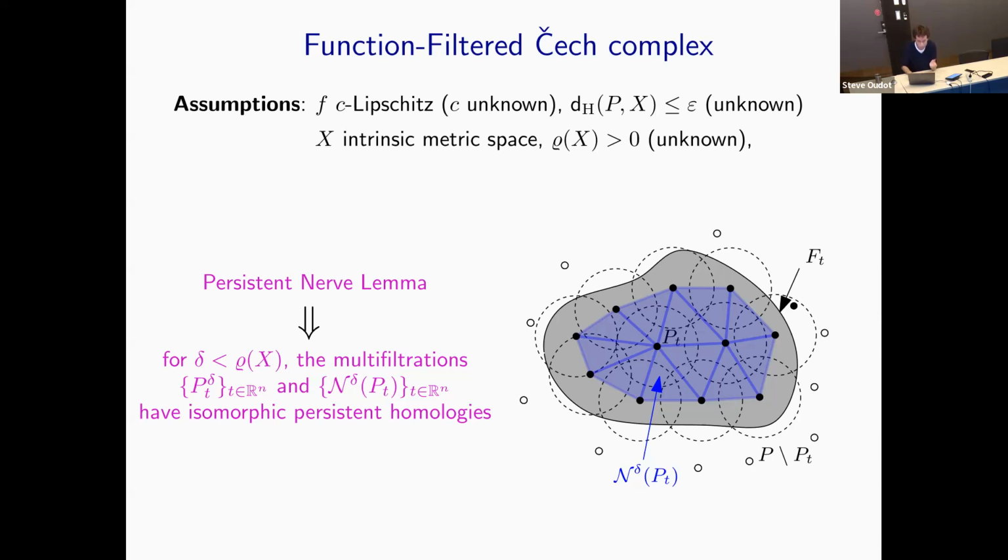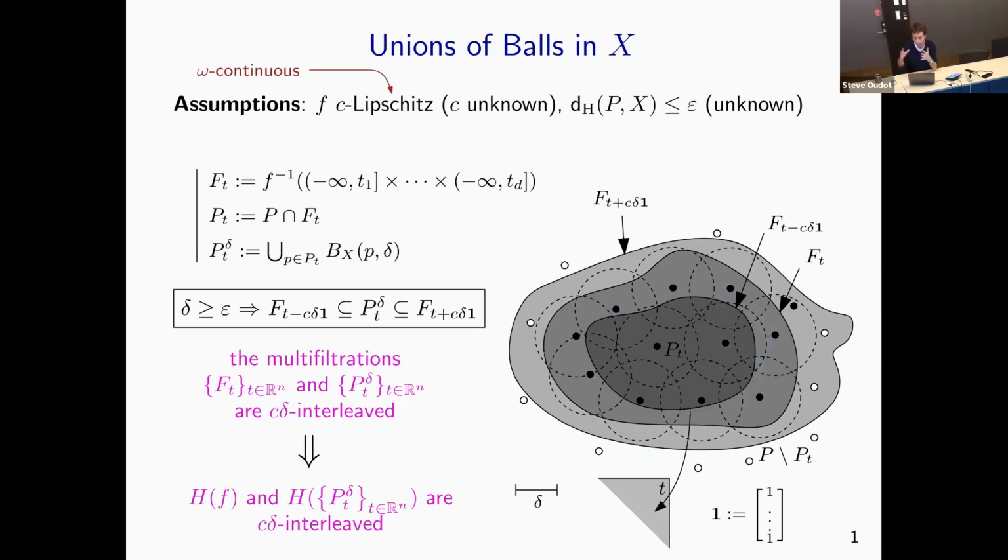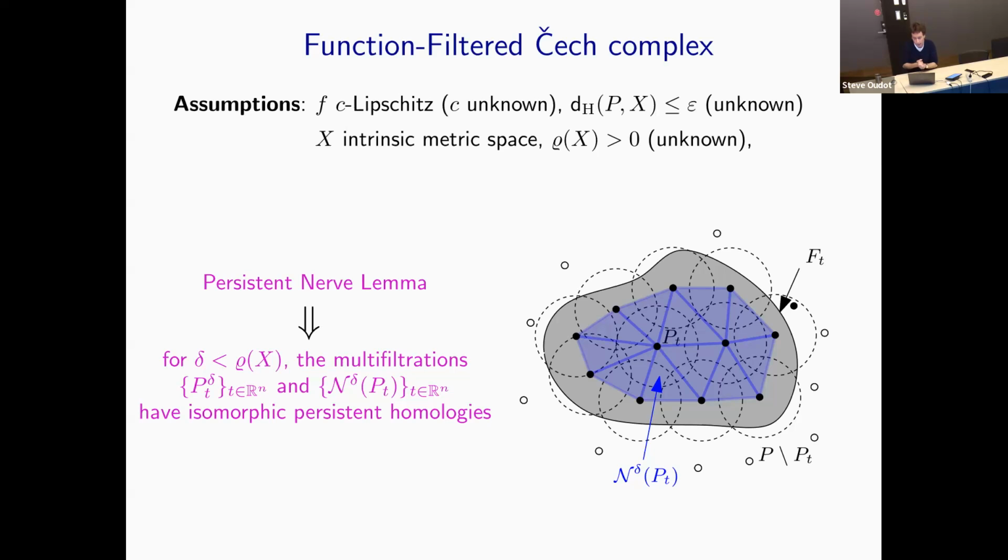Okay. So from the previous interleaving that we saw, from the union of the balls filtered by the function values and the sublevel sets of the function, we get an interleaving at the homology level between the homology of the nerves of the unions of balls and the sublevel sets of the function. Just because, by the persistent version of the nerve lemma, the persistent homology of the filtered nerve complex is isomorphic to the persistent homology of the filtration by balls.